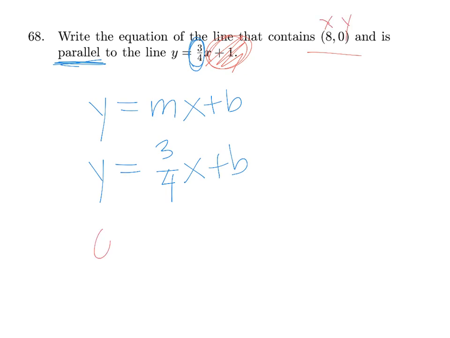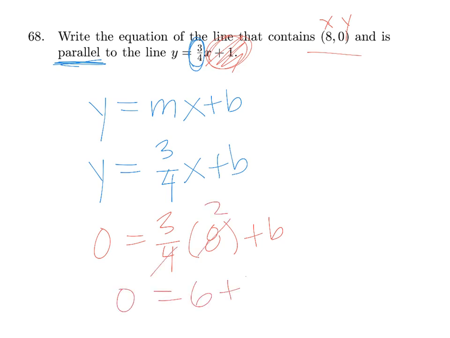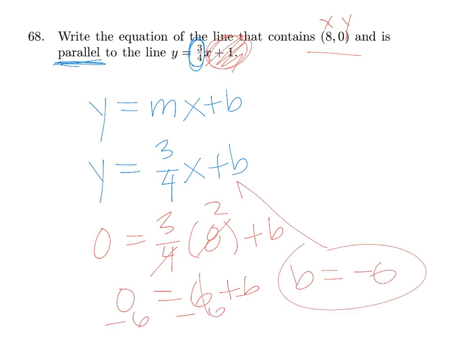So I have 0 is equal to 3/4 x, which is 8, plus b. So 4 goes into 8 twice. I get 0 is equal to 6 plus b. Subtract 6, and b is equal to negative 6. Take it and plug it in. y is equal to 3/4 x minus 6. Done.